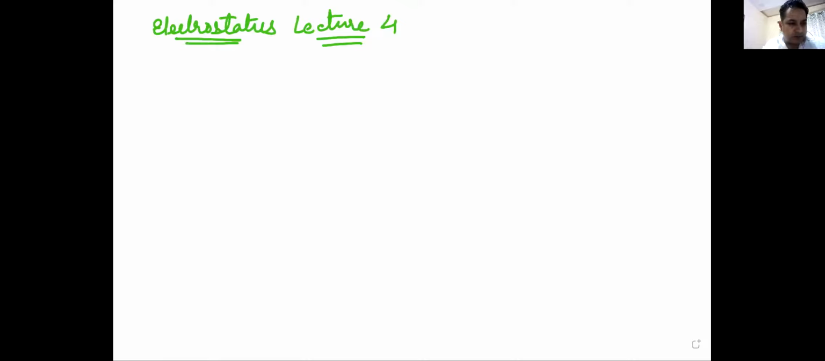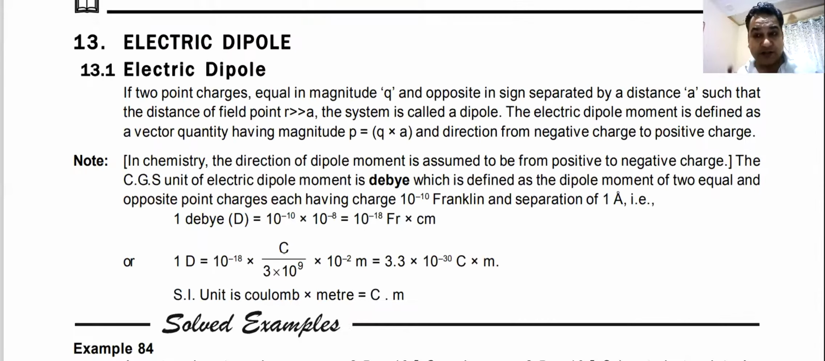I remember I told you to at least go through the topic of dipole. Have you gone through what is the electric dipole? Have you seen that part? Electric dipole? Anyone? I'll quickly go through it if you have not seen it. So, what is an electric dipole?